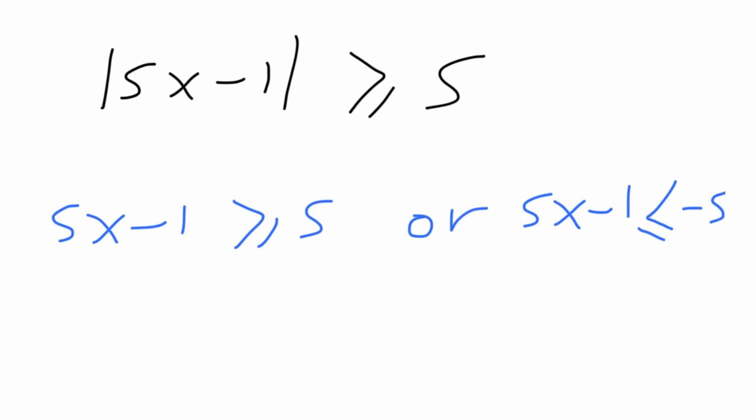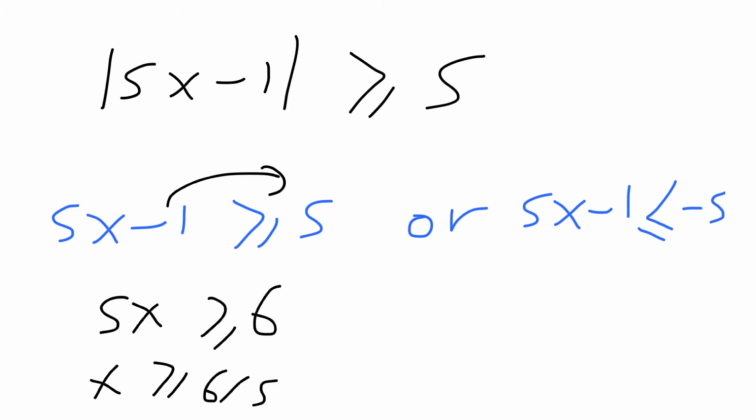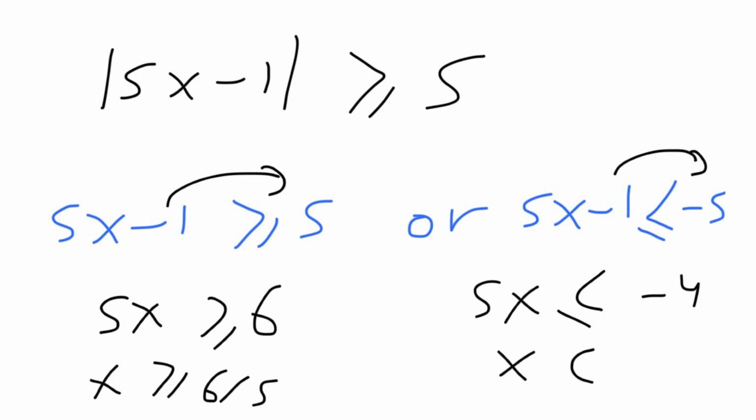Now after that, it becomes easy. Just follow the steps of the solution. Bring the numbers together. I just bring this number here, so this becomes 6 here, and that means x is bigger than 6 over 5. The same thing here. I just bring the numbers together, so this will become minus 4. And the x divided by 5, so it becomes minus 4 over 5. Okay, so I have two intervals.